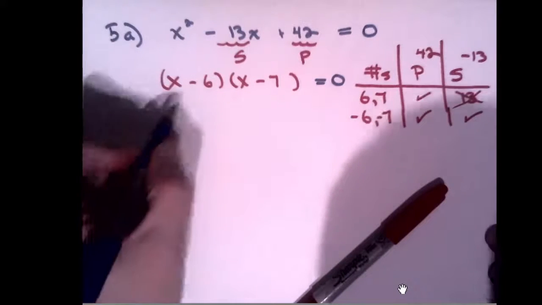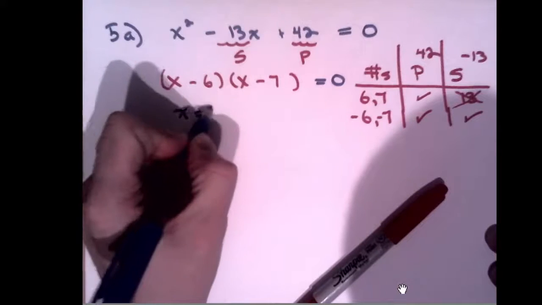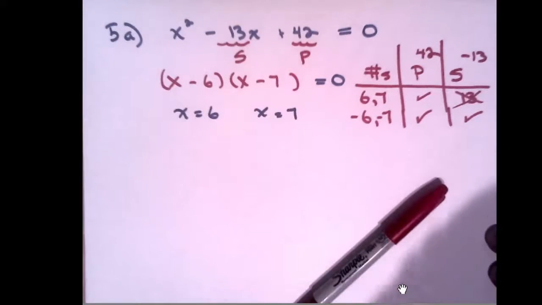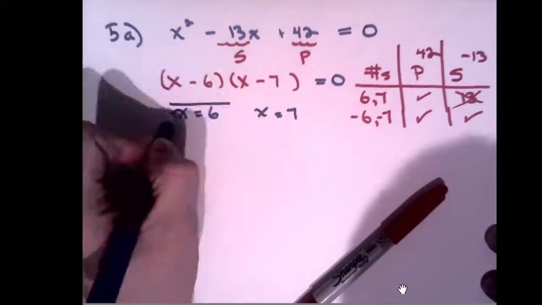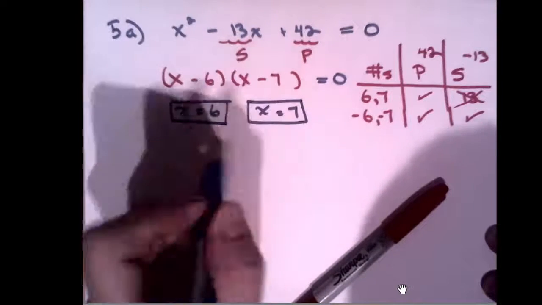You say, well, what would this have to be to make this go to 0? X would have to equal 6. What would this have to be? X would have to equal 7. And now you've solved using factoring. Those are your two answers. Those are actually your two roots, your solutions. They're also the x-intercepts of this quadratic equation.